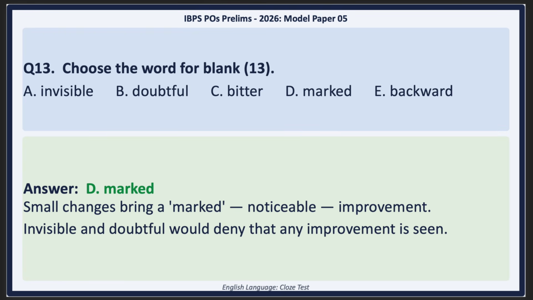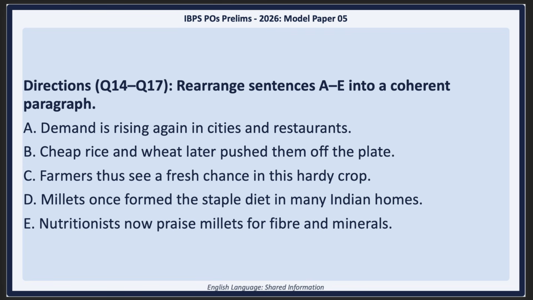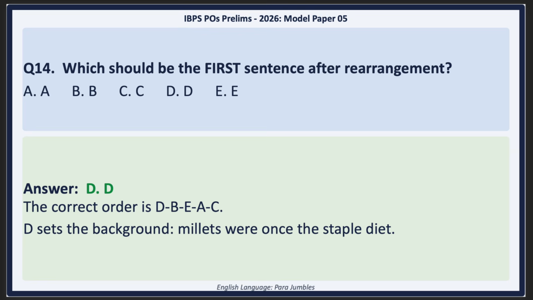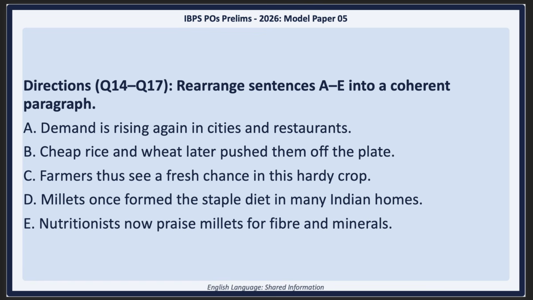Okay, we know how to fill in the blanks, but how do we stitch complete, independent sentences together into a coherent story? This brings us to section 3, the parajumbles. We have 5 completely out-of-order sentences detailing the history of millets, labeled A through E. Question 14 asks us to identify the first sentence. Parajumbles require you to construct a logical narrative architecture from chaos.